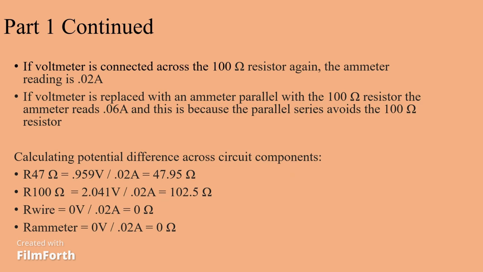Alright, so let's continue this. If a voltmeter is connected across the 100 ohm resistor again, the ammeter is going to read 0.2 amps because that's the current flowing through it right now. But let's say the voltmeter is replaced with an ammeter in parallel with still the 100 ohm resistor. Well, the current won't want to go through the resistor, so the current is going to go through the ammeter, and the ammeter is going to read a high current. We can see that as it reads 0.06 amps. And then there are some calculations for the potential difference across the circuit components.